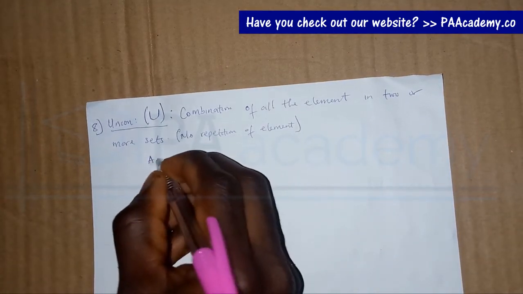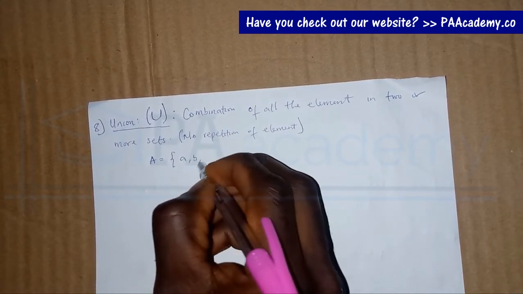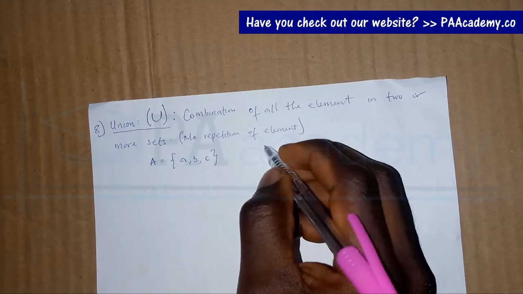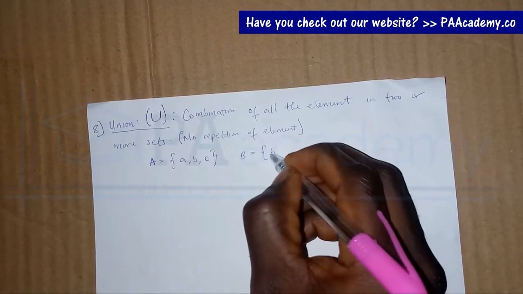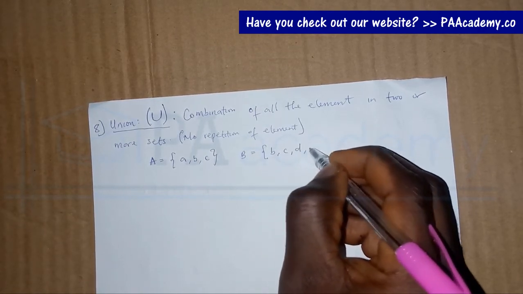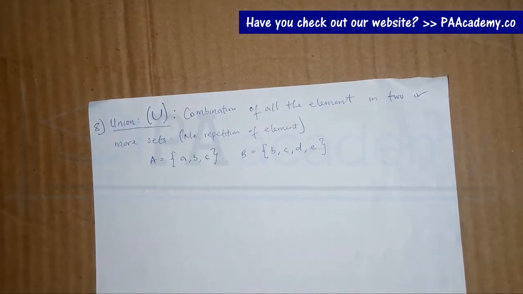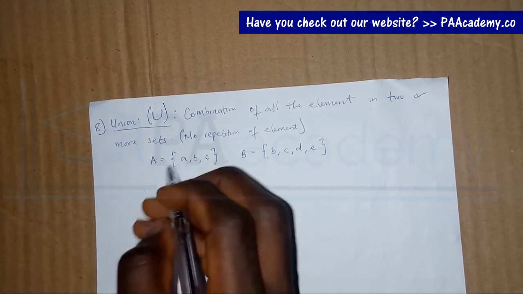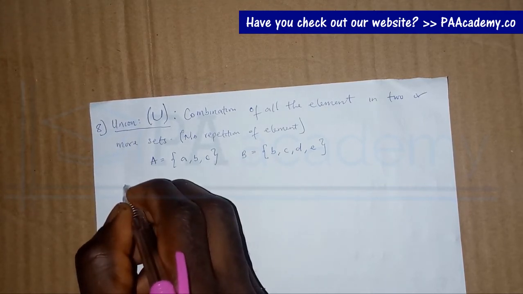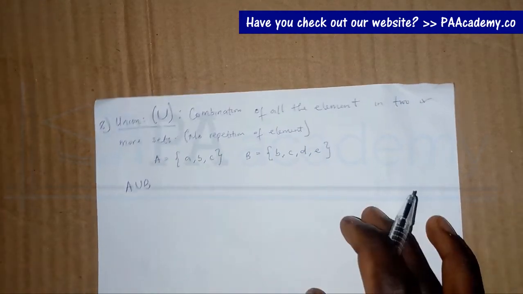If you have a set A with the elements A, B, and C, and then you have another set B with the elements B, C, D, E. Now these are two sets already, A and B, and we are asked to look for the union. So maybe if in a question you are asked to look for union, A union B, this is how it will look.